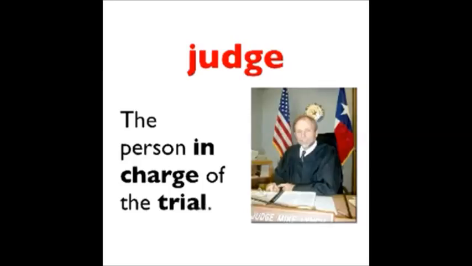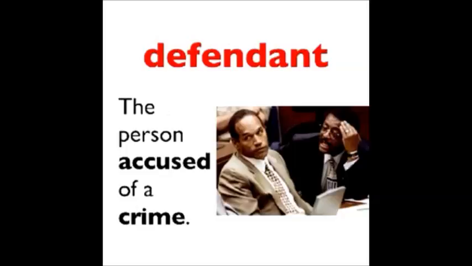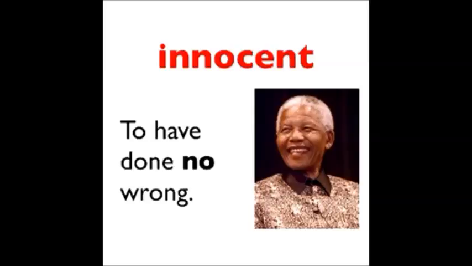The person in charge of a court case is called the judge. The judge is responsible for the running of the trial and often making a decision as to whether a crime has been committed. The defendant is the person who has been accused of a crime. If the defendant is found guilty, it means it has been proven that he or she committed the crime. And if they are found innocent, then they have not done anything wrong.